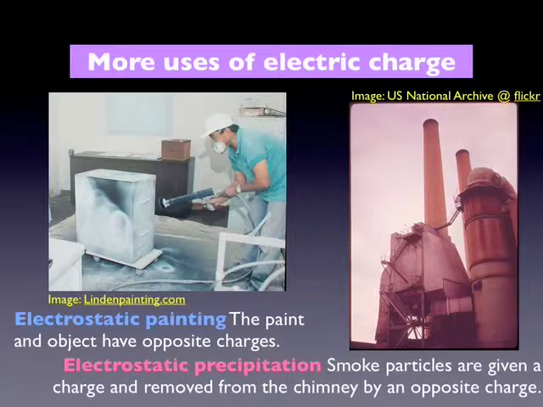Electrostatic precipitation is a way of removing pollution from the air. So smoke particles from an industrial process are given an electric charge as they go up the chimney, and then an opposite charge attracts them before they get out into the air.